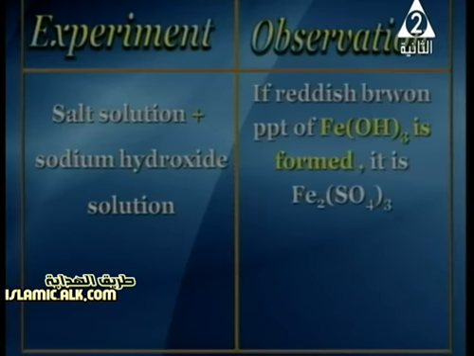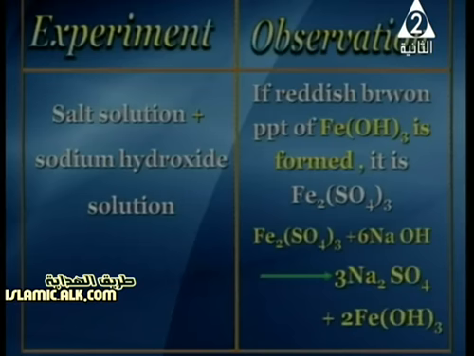But if a reddish-brown precipitate of iron 3 hydroxide is formed, it is iron 3 sulfate. As the equation shows, iron 3 sulfate plus sodium hydroxide gives sodium sulfate and iron 3 hydroxide. Also remember, my dear students, all the compounds here are aqueous solutions except iron 3 hydroxide, which is solid.